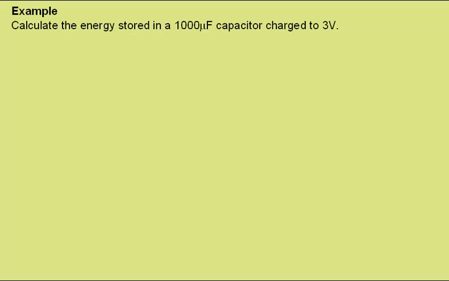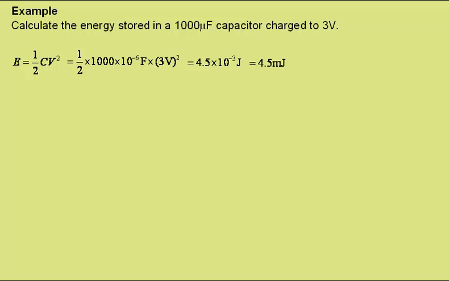Here's a simple example. Calculate the energy stored in a 1000 microfarad capacitor when it's charged to a potential difference of 3 volts. Well, for this we can use energy as half CV squared, and putting in the values, not forgetting the micro here appears as 10 to the minus 6, gives an energy of 4.5 times 10 to the minus 3 joules, or 4.5 millijoules.